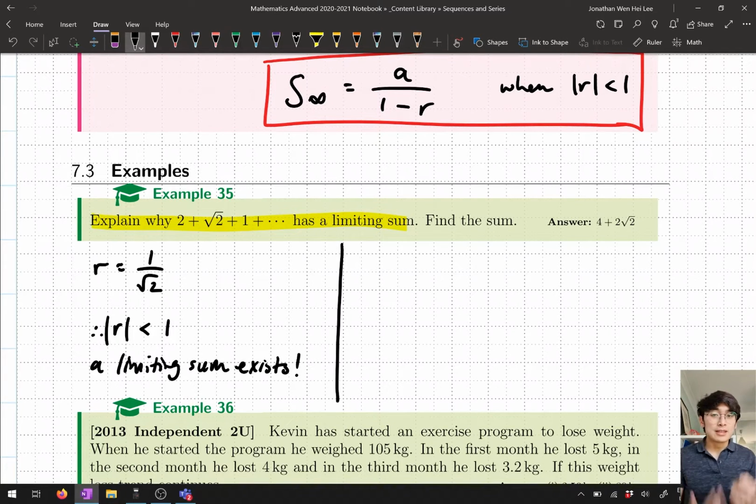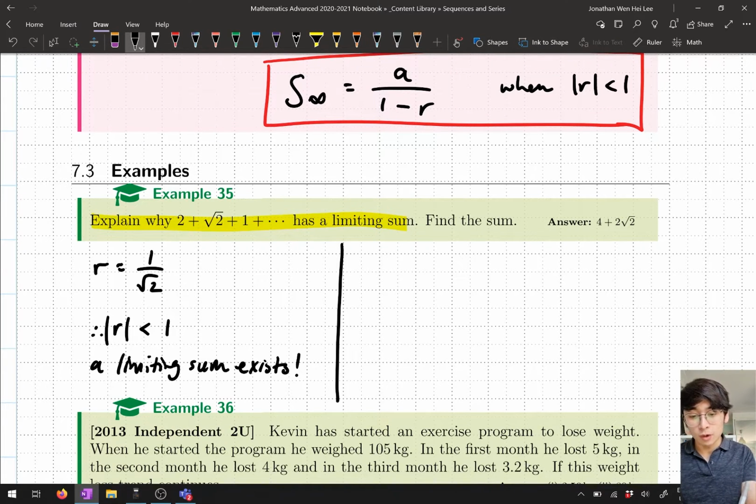So the condition for us to have a limiting sum is that we have a geometric sequence, and the common ratio is less than 1. So we've got a geometric series. Actually, I should have probably tested that this was a geometric sequence. Maybe in the online lesson we'll go back on that. But here we've got a geometric sequence, and the absolute value of that common ratio is less than 1.